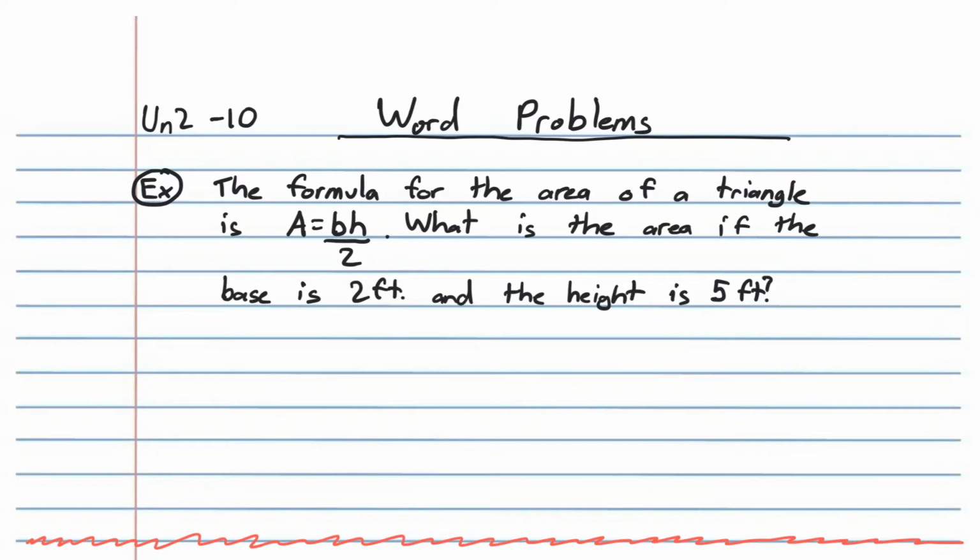Okay. So the first step to solving any word problem, regardless of what it is, is you have to read it. I know that sounds strange, but I can't tell you how many times a student will ask me for help with a word problem, but they haven't actually read it yet. So the first step is to make sure you read it and understand what they are asking for. The first one on the screen says the formula for the area of a triangle is A is equal to BH over 2. What is the area if the base is 2 feet and the height is 5 feet?